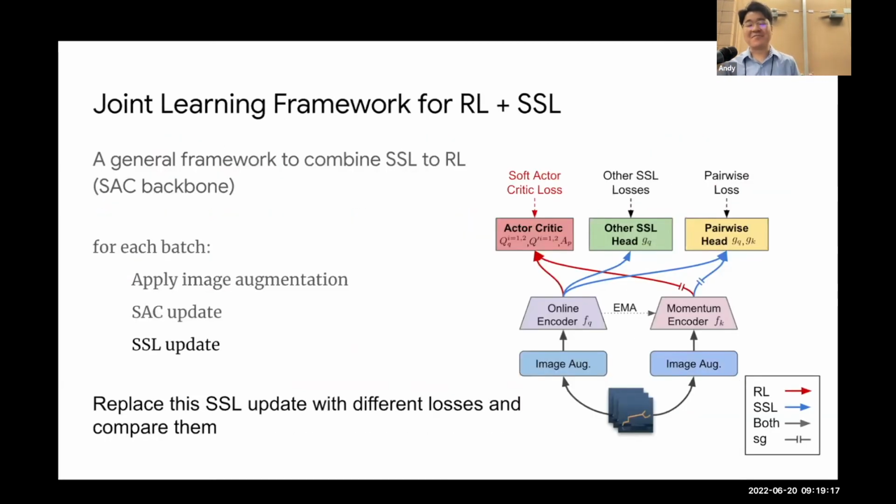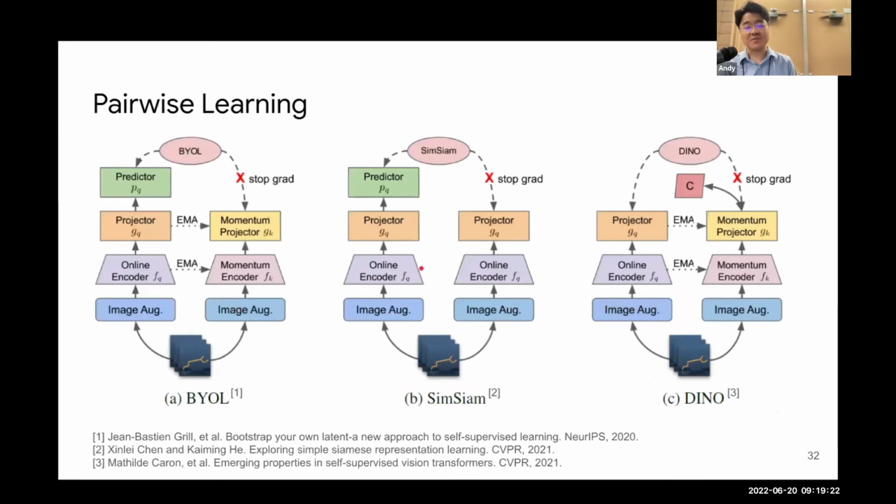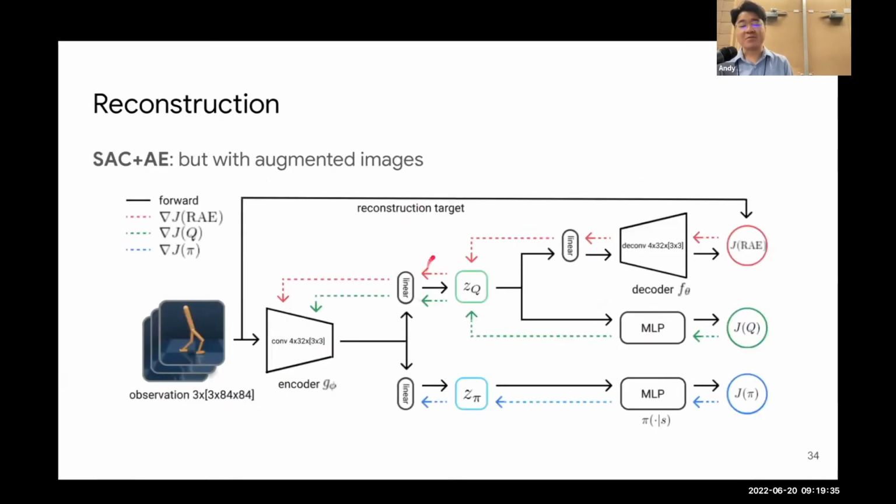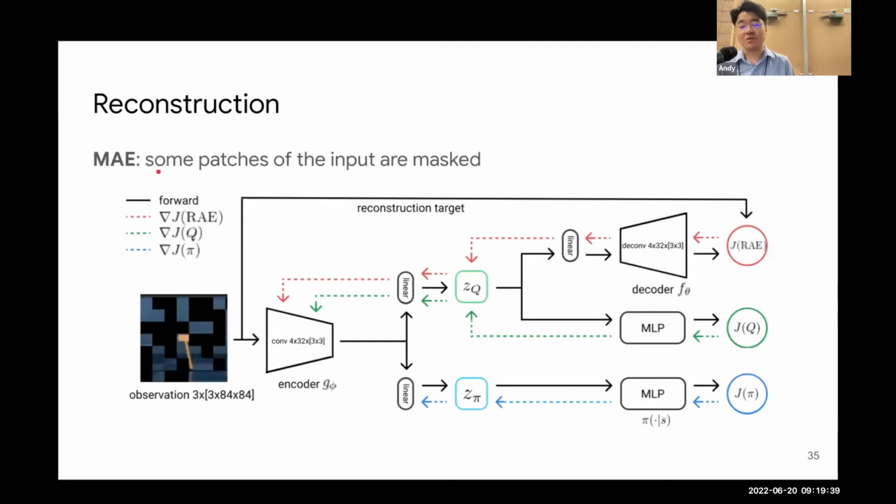So this was the general framework, and as you see, this can easily be converted into one of these contrastive losses, or can incorporate computer vision self-supervised losses like rotation classification, shuffle classification, and even the reconstruction, which was actually used in soft actor critic plus autoencoder. We can also take advantage of masked autoencoder instead, by masking the input and then trying to reconstruct it, together with running the reinforcement learning objectives.